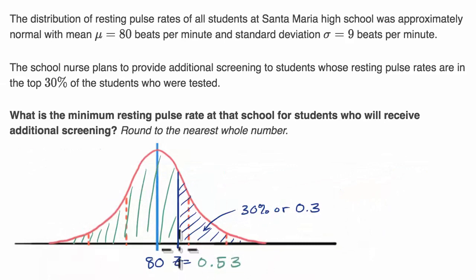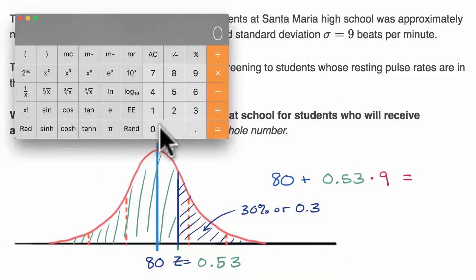0.53 right over there. And we just now have to figure out what value gives us a z-score of 0.53. Well, this just means 0.53 standard deviations above the mean. So to get the value, we would take our mean and we would add 0.53 standard deviations, so 0.53 times 9. And this will get us 0.53 times 9 is equal to 4.77, plus 80 is equal to 84.77.